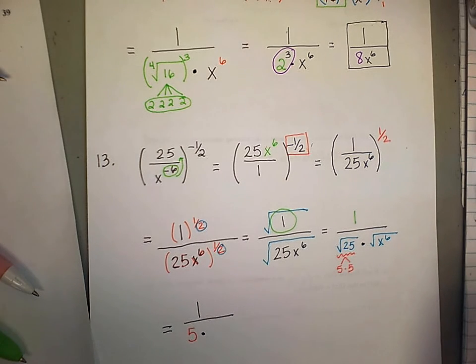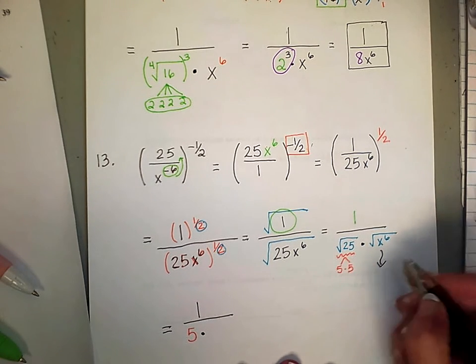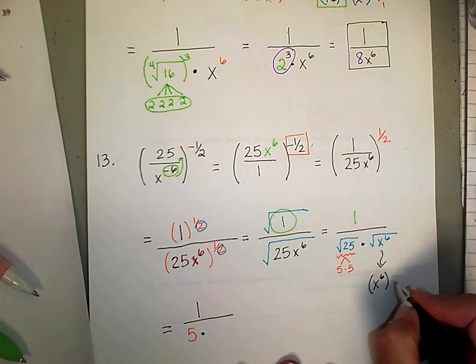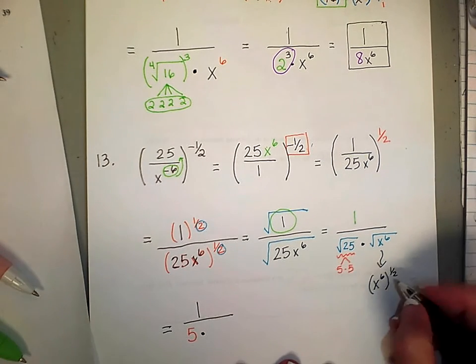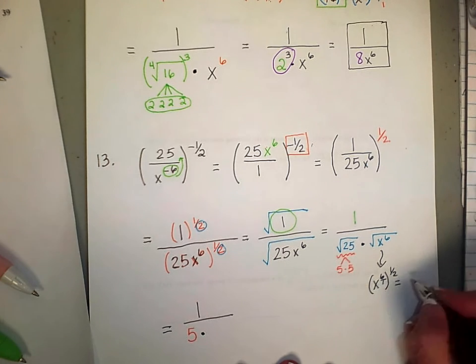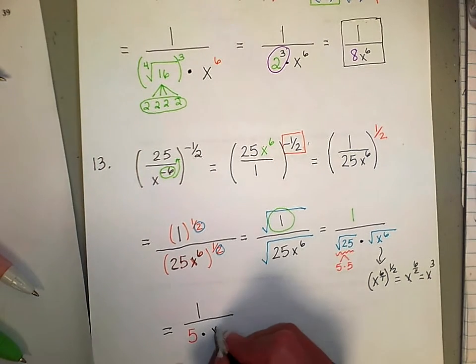But what's the square root of x to the 6th? We can think about this in two ways. Remember, this is x to the 6th raised to the 1/2 power. If we went power to power with this, we would multiply, and we would get x to the 6 over 2, which is x cubed.